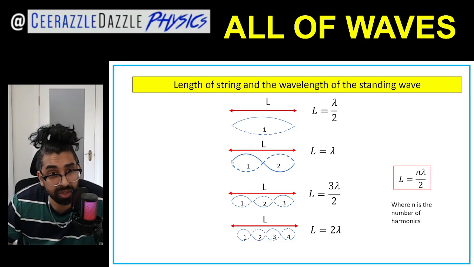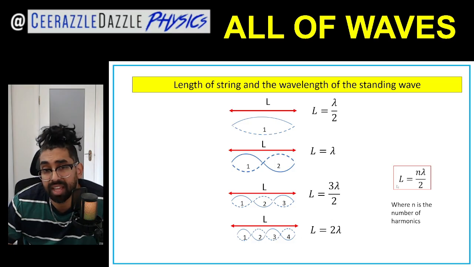For the second harmonic, we can clearly see that this is one complete wavelength. The third one is 1.5 wavelengths, so L is equal to 3 lambda over 2. This one, the length of the string is equal to 2 lambda. And therefore the general relationship is L is equal to n lambda divided by 2, where n is the number of the harmonic.